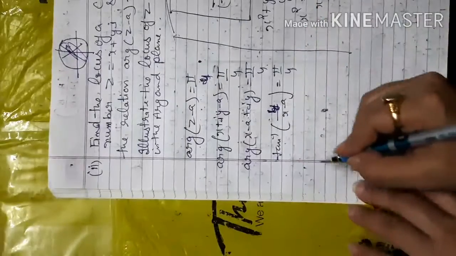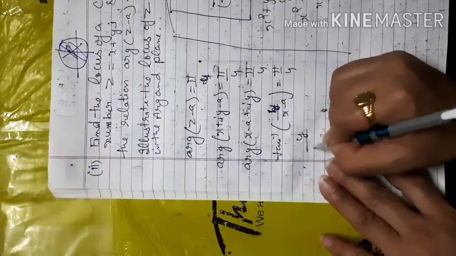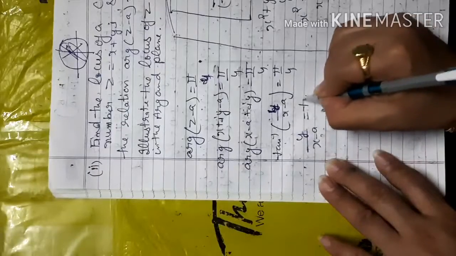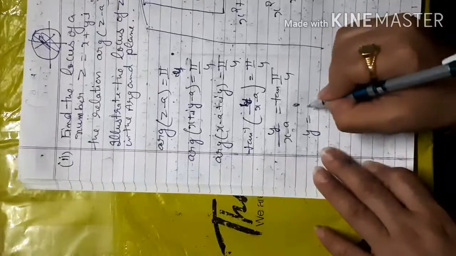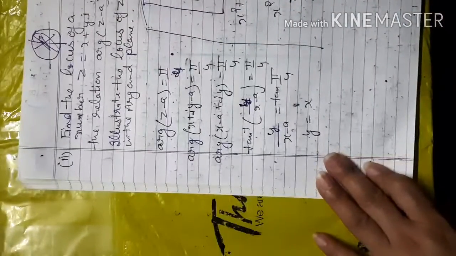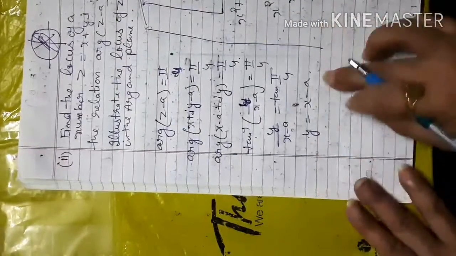When tan moves to this side, that will be tan pi by 4. Y upon x minus a is equal to tan pi by 4, and the value of tan pi by 4 is 1. Then y is equal to x minus a. So that is my equation.